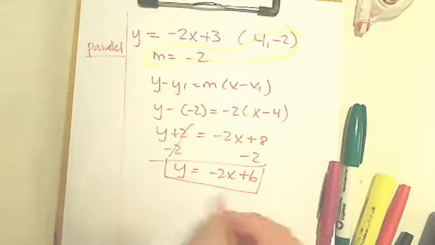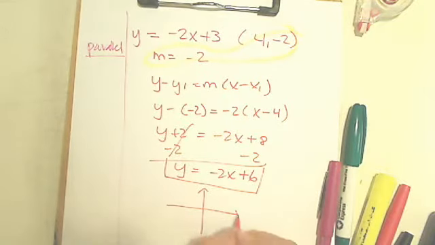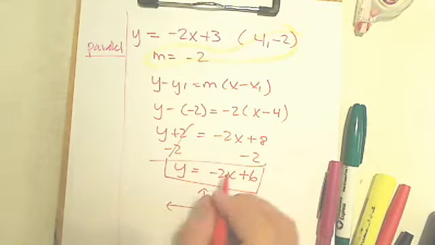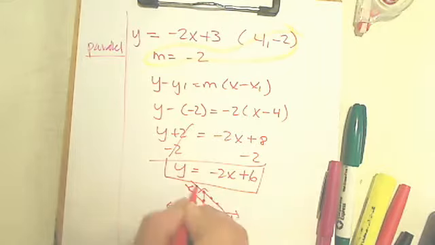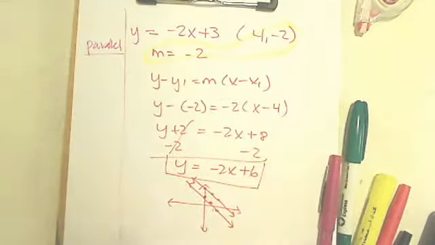So when I graph these, remember parallel doesn't cross. So 0, 3, then down 2 to the right 1, down 2 to the right 1. There's my first equation. My new equation is all the way up here, but still it never crosses. It doesn't cross.